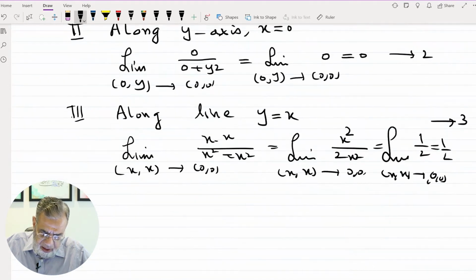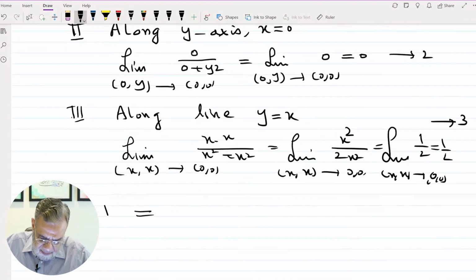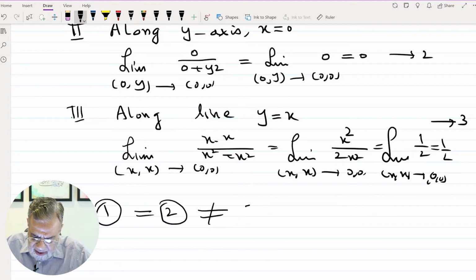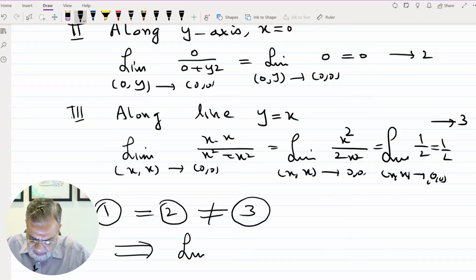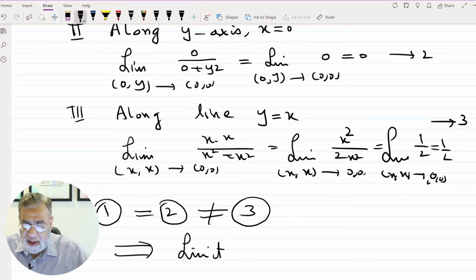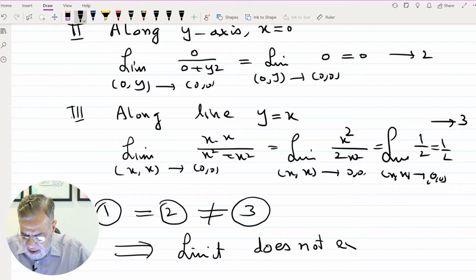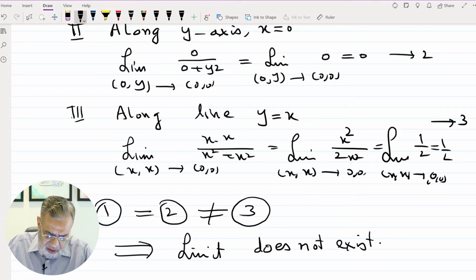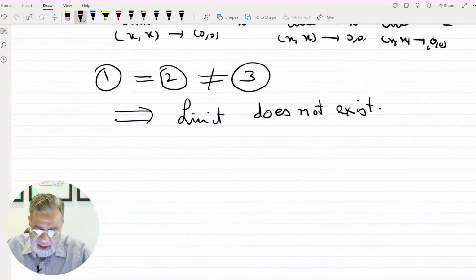So I can see here is my result 1, here is my result 2, they are equal, but result 3 is not equal. So I say this implies the limit of xy over x squared plus y squared as (x, y) tends to (0, 0) does not exist. So here we have a third limit we have to find to see that the limit does not exist. I give you some more examples to give you more idea about that one.